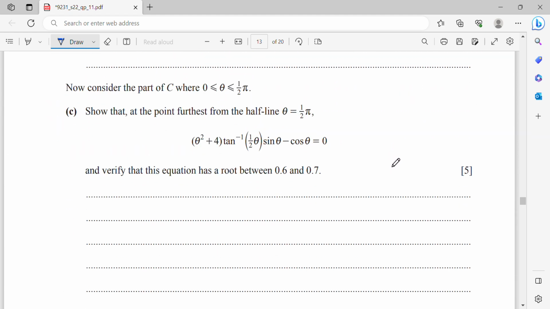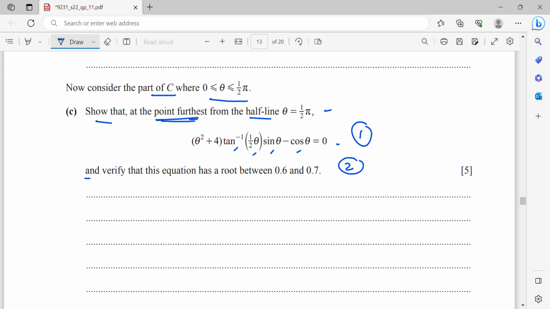Alright, now part C, where theta is defined from 0 to half pi. Show that at the point furthest from the half line, theta squared plus 4 multiplied by inverse tangent half theta sine theta minus cos theta equals 0. That's the first part. And verify this equation has a root between 0.6 and 0.7. So we have to solve two parts right now. For your information, the point furthest means that this is a maximum.